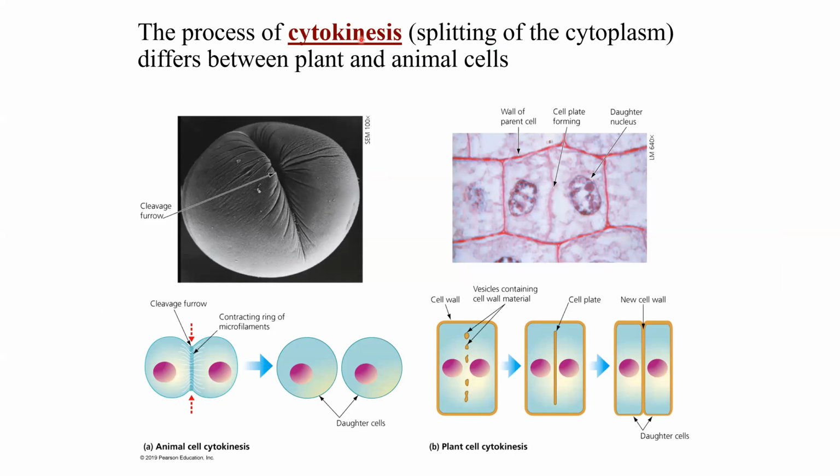The process of cytokinesis is the splitting of the cytoplasm, and this actually differs between plant and animal cells. Like I said, you have this cleavage furrow, and this occurs in animal cells, where actin and myosin are initiated to allow this action to occur, and you end up with two identical daughter cells and the splitting of the cytoplasm. In plant cells, however, this is a little bit different.